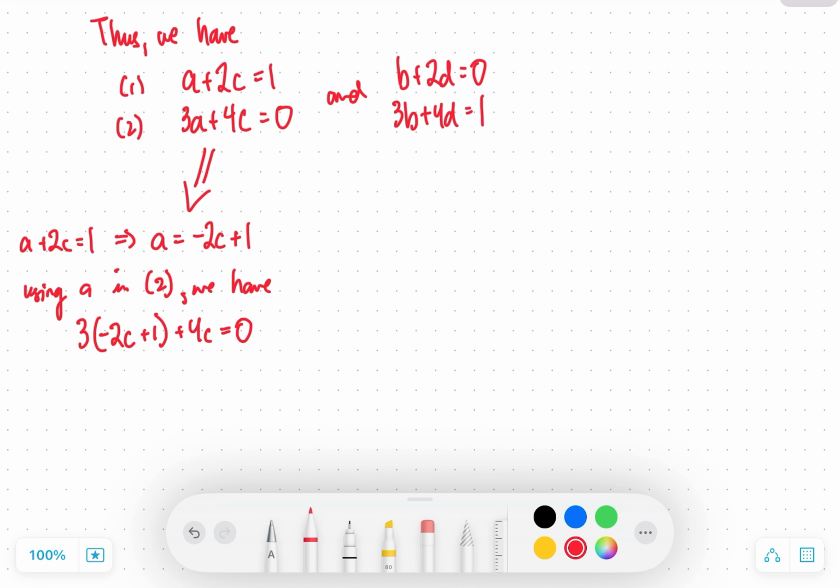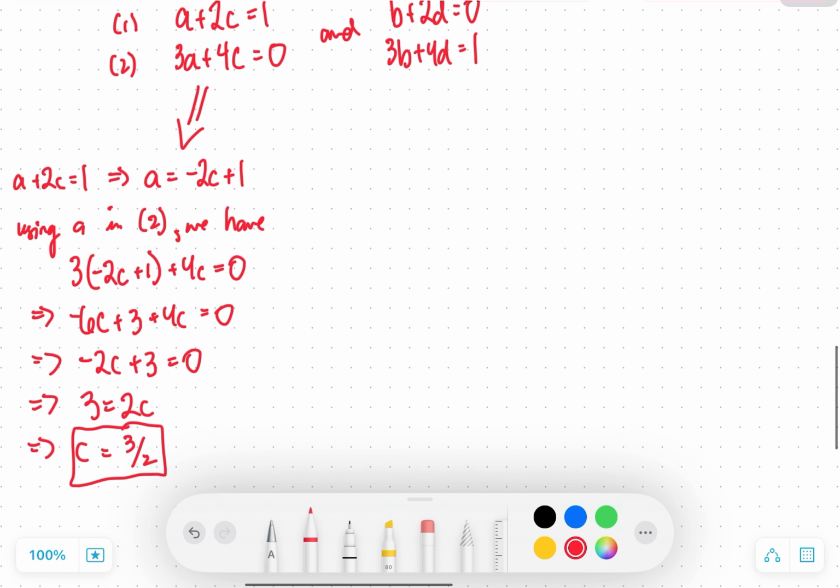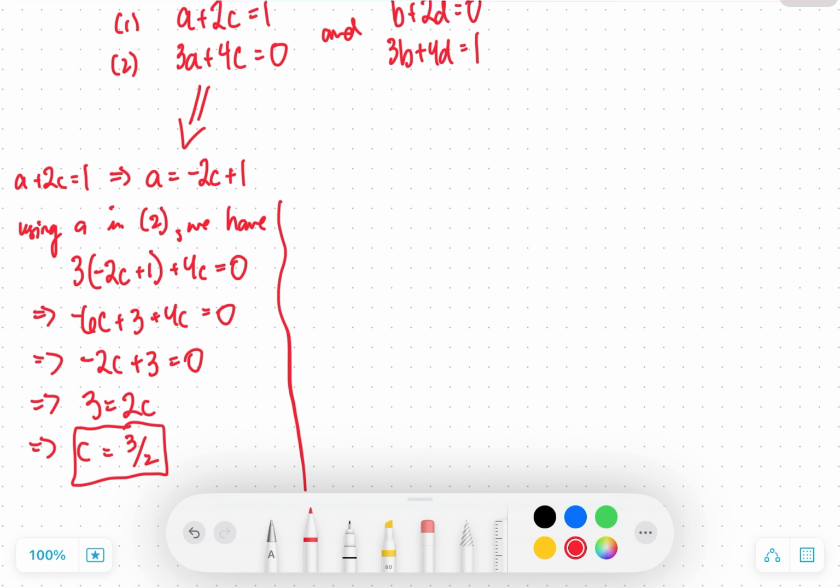So what we want to do is to determine the value of c. Doing the math, we have negative 6c plus 3 plus 4c equals 0. Combining like terms, we have negative 2c plus 3 equals 0. Then 3 equals 2c, and we can therefore see that c is equal to 3 halves. We're going to bank that for now, and use the value of c in the first equation, using c equals 3 halves in equation 1.